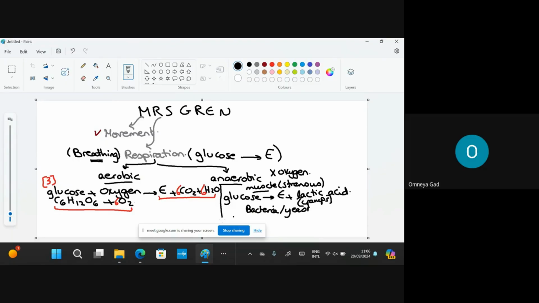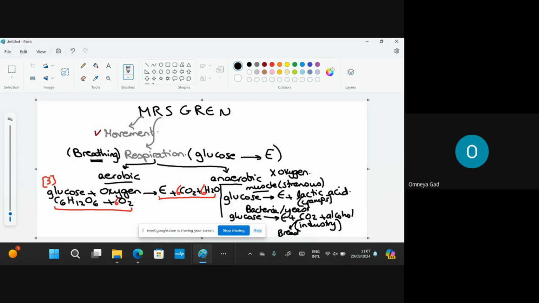The cell is going to break down glucose in the absence of oxygen, and they will release energy, also in a smaller amount, and carbon dioxide and alcohol. In industry, we can use this type of anaerobic respiration in bread making. We can add yeast to the dough, and the carbon dioxide, when it is put in the oven, will expand and make the bread fluffy.